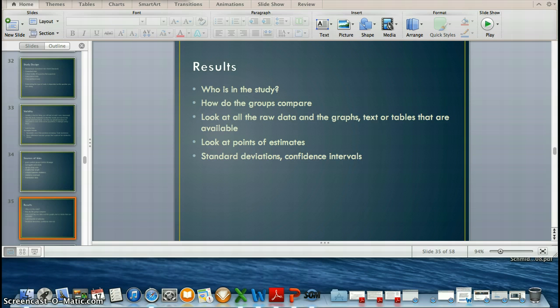How do the groups compare is an example of comparative or inferential statistics. Okay, you're looking at both groups, you're comparing them, and you're measuring the difference, like how much of a difference the therapy or intervention that's being looked at makes.